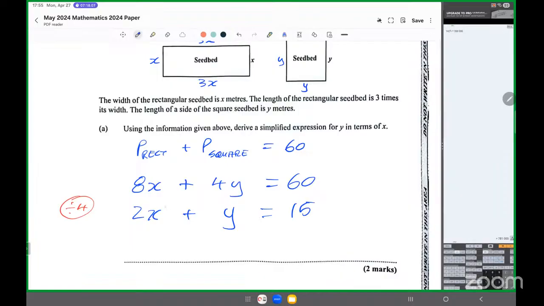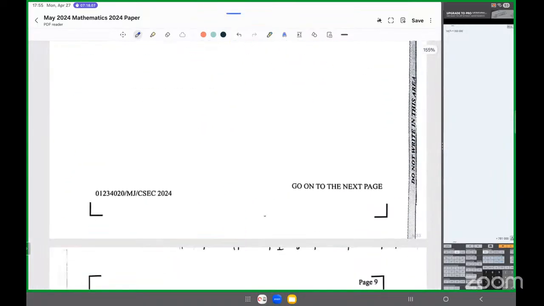Then we make y the subject. We subtract the 2x over here. So y becomes equal to 15 minus 2x. This is the answer. That's y in terms of x. What do they mean by y in terms of x? Make y the subject. Next question.